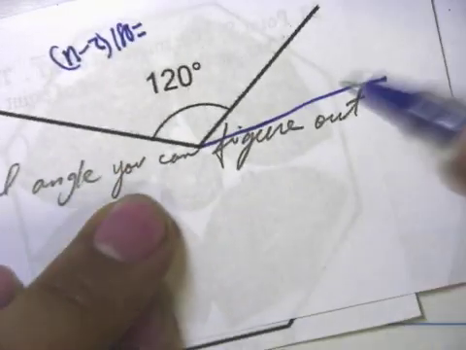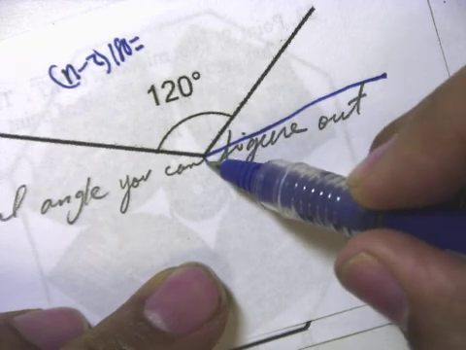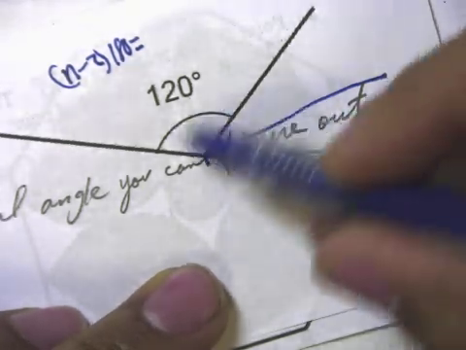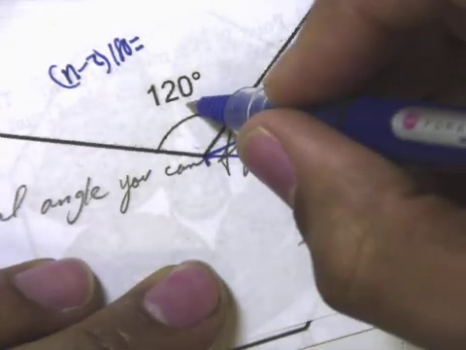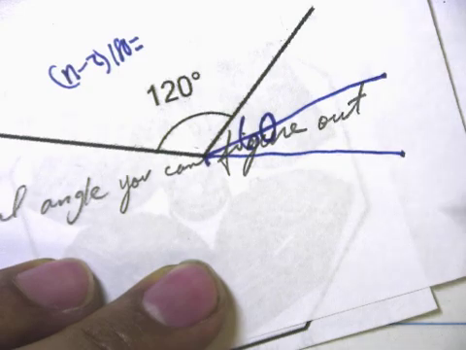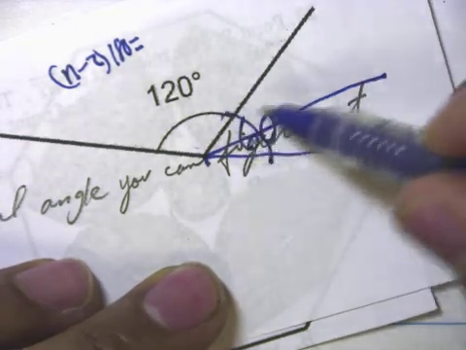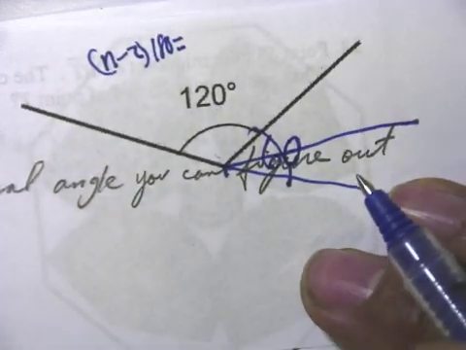I draw an external angle. I know that if I have an internal angle and an external angle, they're a linear pair, meaning that they add up to 180. So if this is 120, this is going to be 60 degrees. So I know that all of the external angles are going to be 60 degrees.